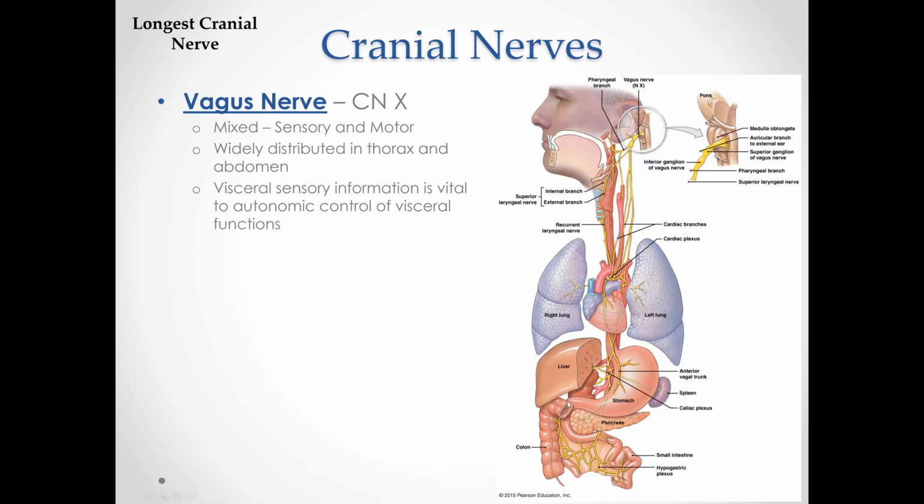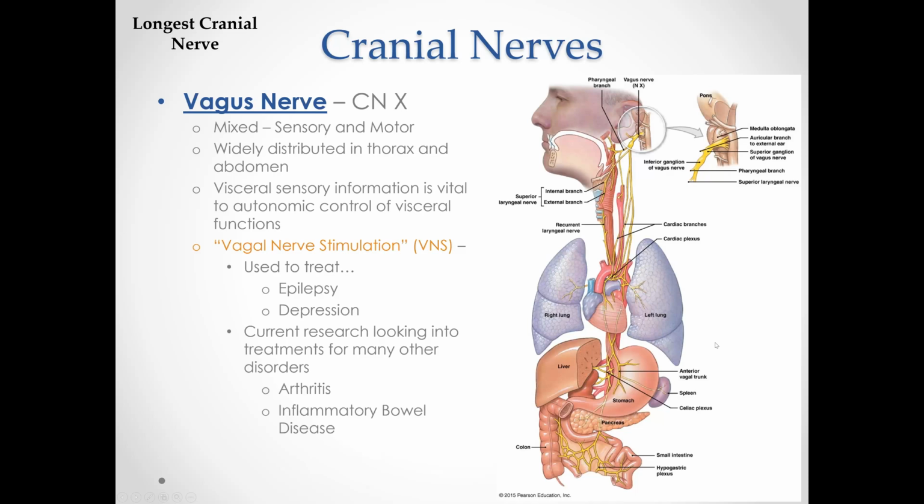And in fact, the visceral sensory information that it picks up, and again, visceral means organ, so that means the sensory information it picks up from your organs, is vital to the autonomic control of the visceral functions, which we're going to talk about in chapter 16. So the vagus nerve is the only cranial nerve that actually leaves the head and neck region and goes down into the main torso of the body.